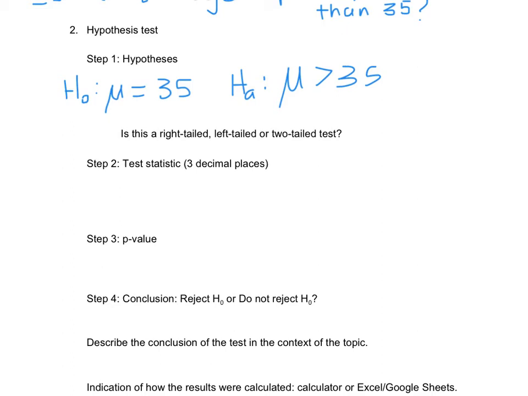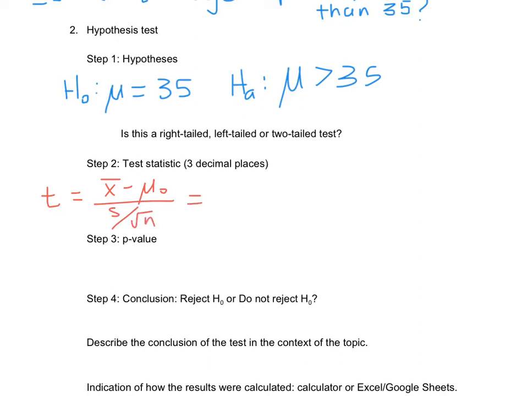The second step is the test statistic. We're going to use a t because I have unknown population standard deviation. So t is going to be equal to x bar minus mu sub 0 over sample standard deviation s divided by the square root of n.